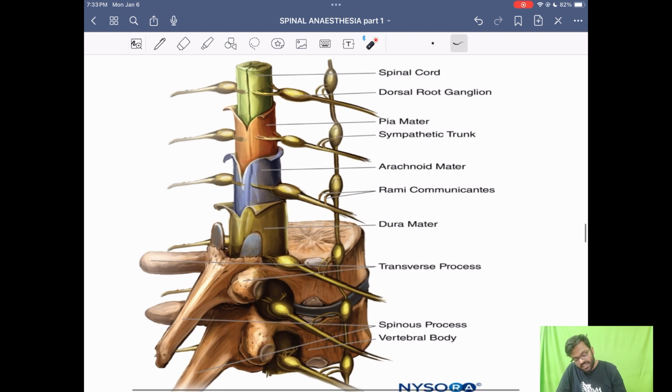So the outermost layer is the dura mater. After that, there is the subdural space. Then there is the arachnoid mater. This outermost layer which you see is the dura mater. After that, you see the arachnoid mater, and then there is the pia mater.